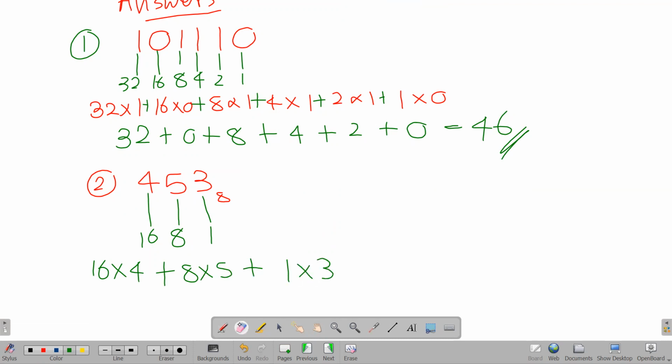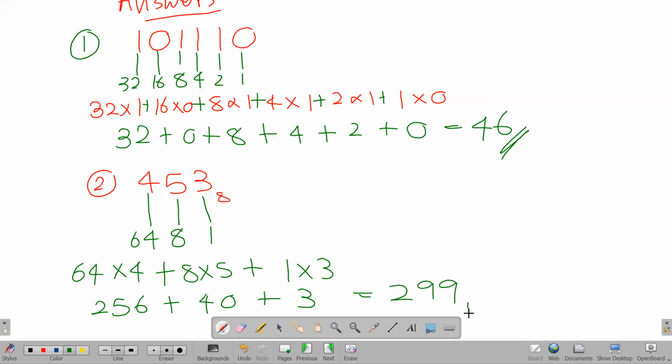I'm sorry, my bad over here. It is 64. This is 64. Then 64 into 4, that means 256. Plus this is 40. Plus this is 3. Which gives you how many? 256 plus 40 is 296. 296 plus 3 is 299 in decimal.